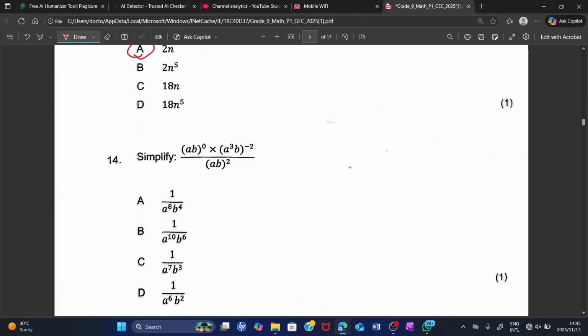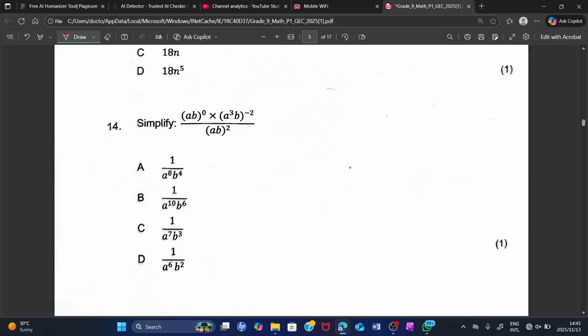Okay. Now let's come to this one. How do you work this one? This is 8b to the power of 0. 8b to the power of 0 is 1. So it will be 1 multiplied by a to the power of -6, b to the power of -6, over a squared, b squared. Right now, we're going to subtract. It will be a to the power of -6 minus 2, b to the power of -2 minus 2. So it will be a to the power of -8, b to the power of -4.